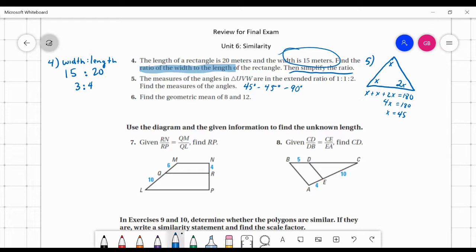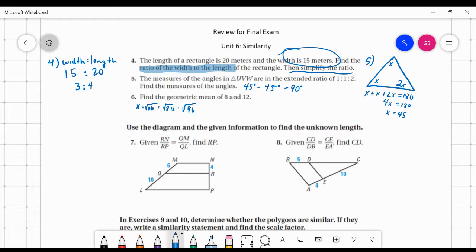And then for number 6, find the geometric mean of 6 and 12. So remember, for geometric mean, you multiply both numbers and then find the square root. Okay, so 8 times 12, that is 96. Okay, and then the square root of that number.